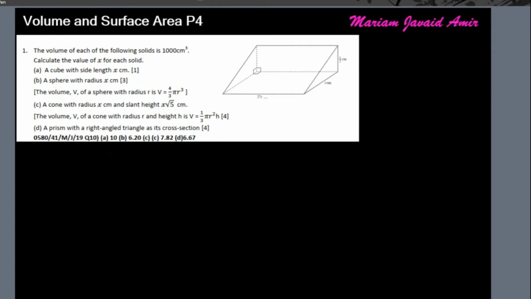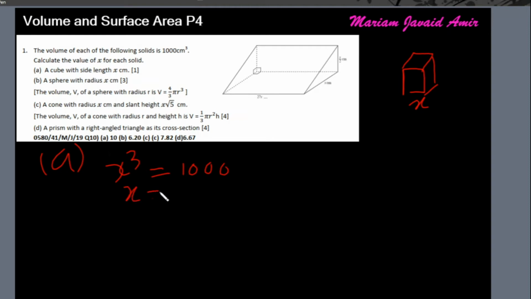In part A, we have a cube with side length x. So we have a cube whose each side is x, which means its volume will be x cube, and we know the value of volume, which is 1000 centimeter cube. So simply take cube root of this and we'll get 10. Answer for part A, 10 centimeters is the answer.